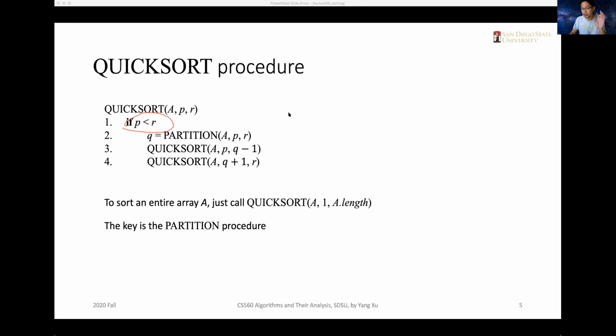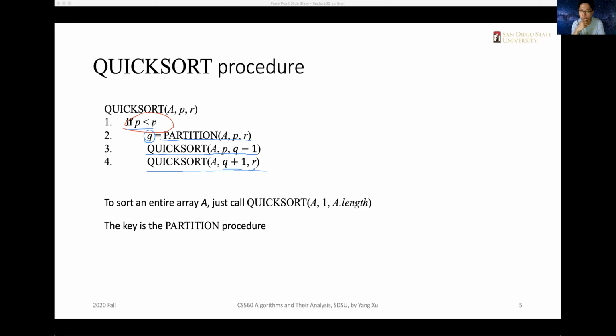So if there's more than one element in the array, then we need to do the partition, right? We call the partition procedure, which will return the index of the pivot element, and then we use the index of that pivot to call quicksort recursively on the left half from P to Q minus 1 and call quicksort on the right half from Q plus 1 to R. These 3 lines of code are only executed for input that has more than 1 element. If there's only 1 element, then it is already sorted. There's no need to call the recursive call, right?